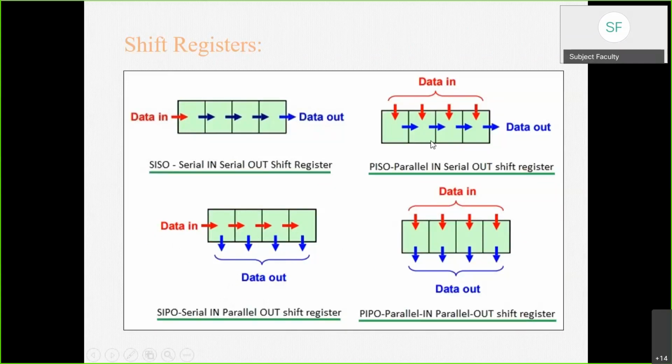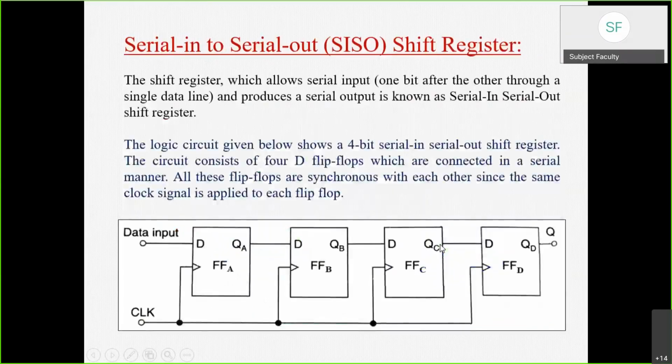Similarly, PISO means parallel in and serial out, and PIPO means parallel in, parallel out. Okay, so coming back to the first shift register, that is SISO. So this was our logic diagram. So again, I will repeat this one more time.